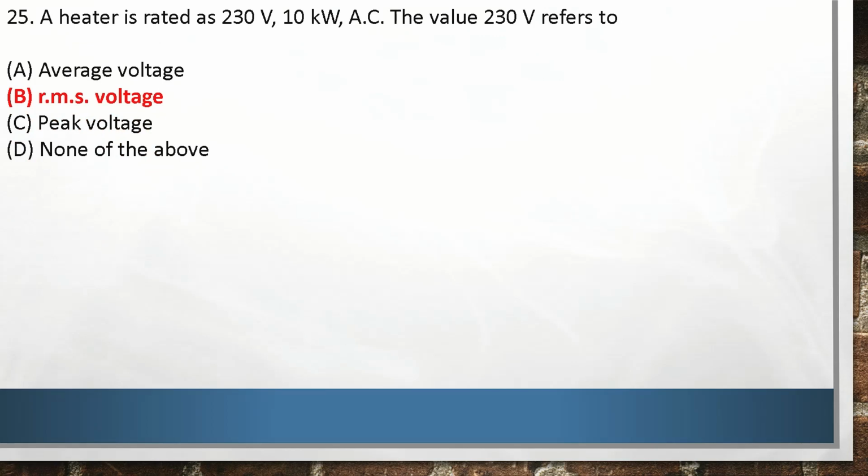25. A heater is rated at 230 volt, 10 kilowatt, AC circuit. The value 230 volt refers to: A, average voltage; B, RMS voltage; C, peak voltage; D, none of the above. And the answer is B, RMS voltage.